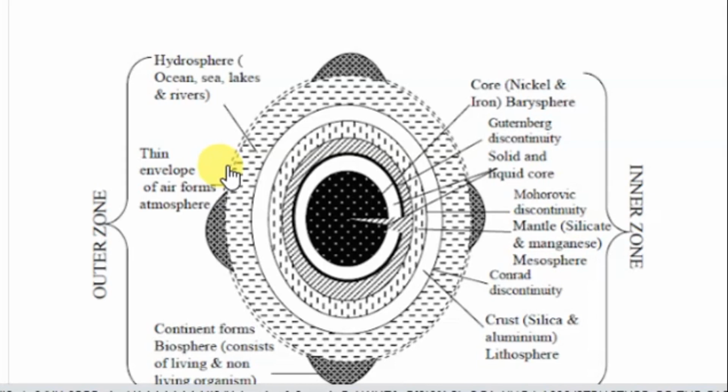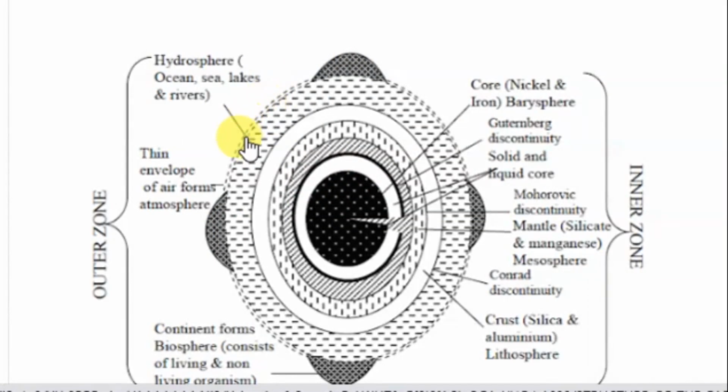Hydro is water. So as you can see here we have the hydrosphere, and these are all living organisms which are living in water. We have oceans, seas, lakes, rivers, and so on. But here in the biosphere, we have continents, where we have living and non-living organisms. This is the crust, and these are the external structure of the earth.